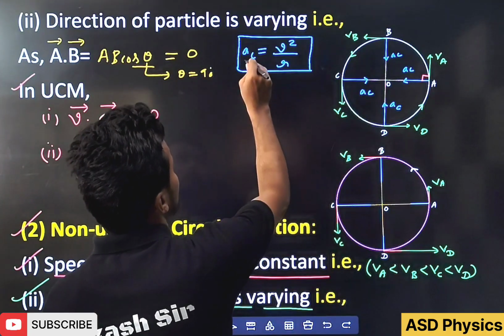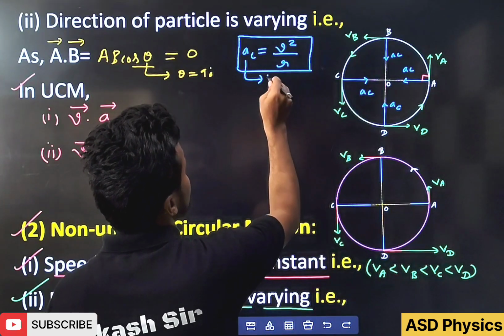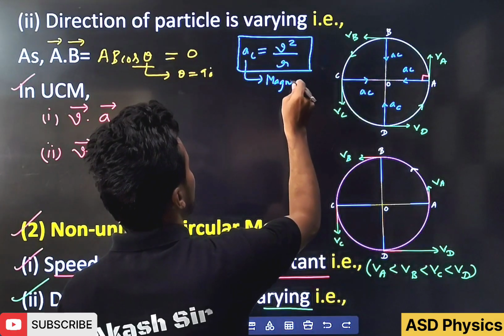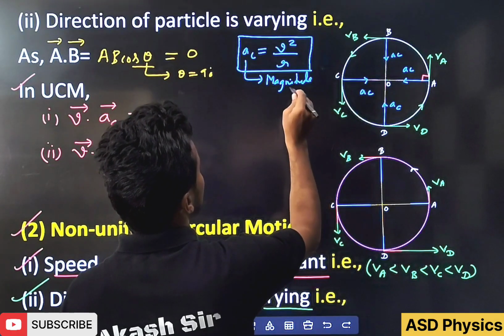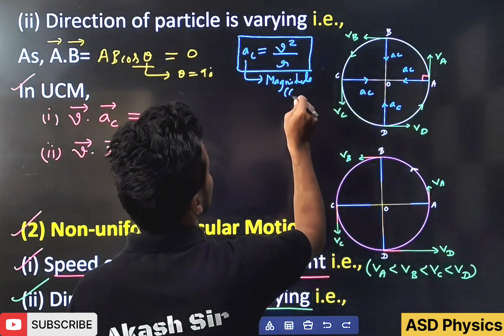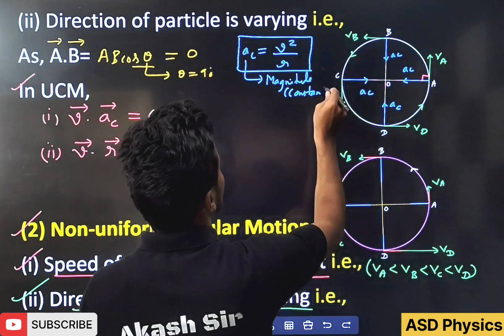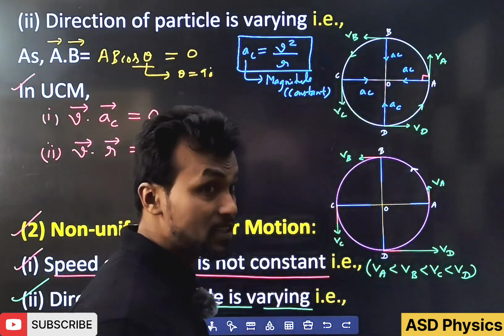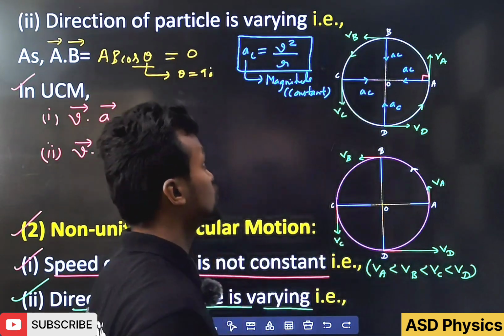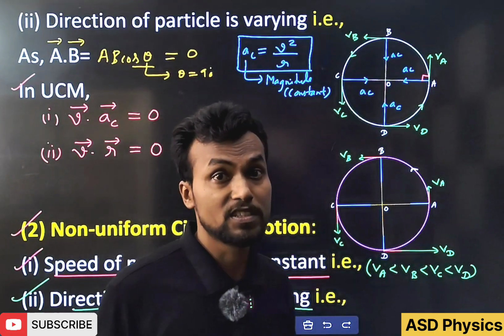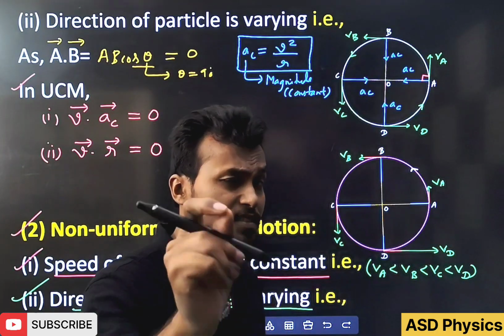But you know very well, A C equals V square by R. So in a uniform circular motion what will be there? This A C value, direction towards the center, but magnitude wise it will be constant here. But in a non-uniform circular motion what is happening? You know very well, this V keeps on changing. That means A C magnitude wise will not be constant.